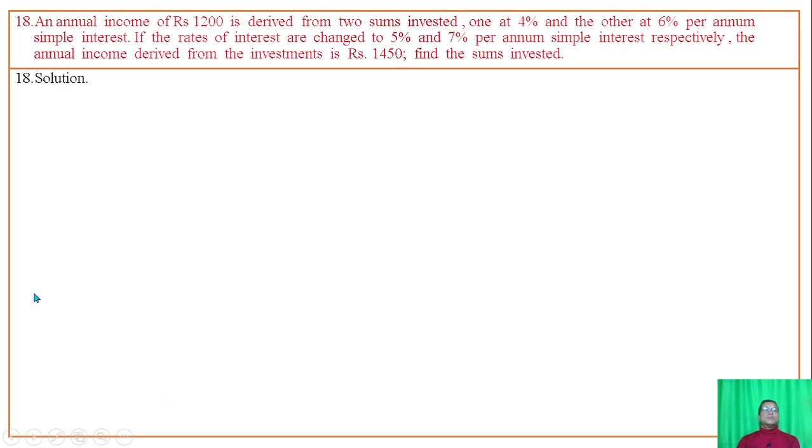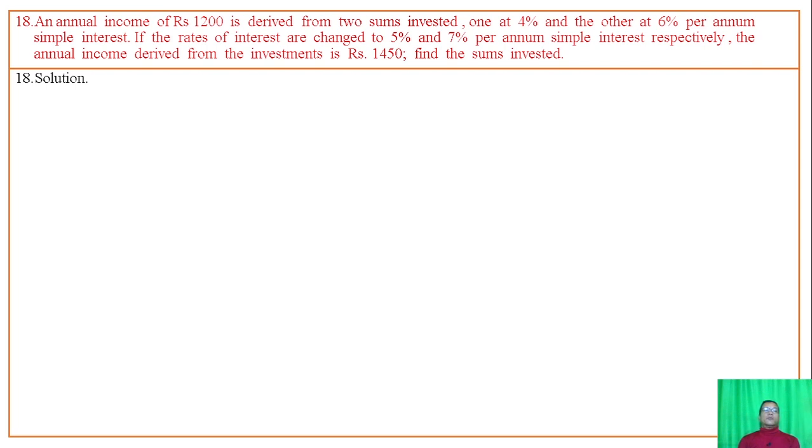18. An annual income of rupees 1,200 is derived from two sums invested, one at 4% and the other at 6% per annum simple interest.